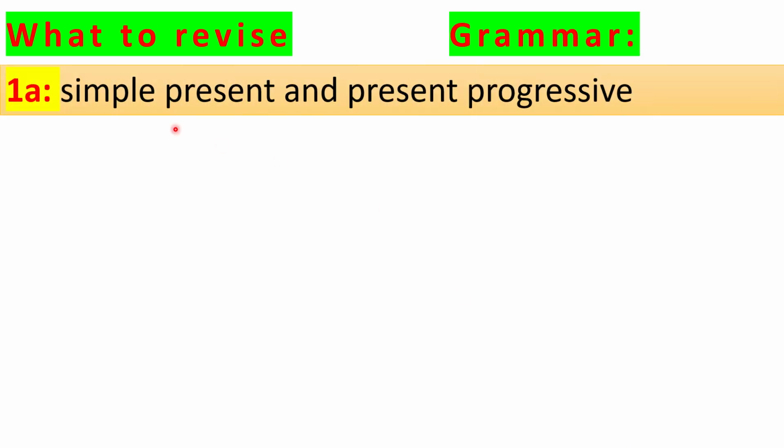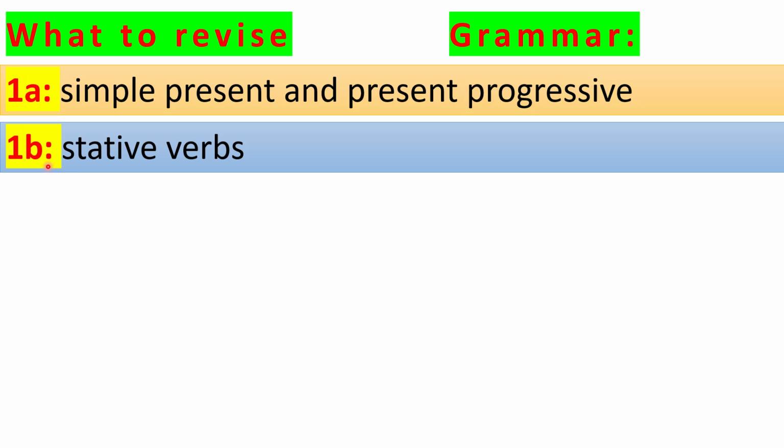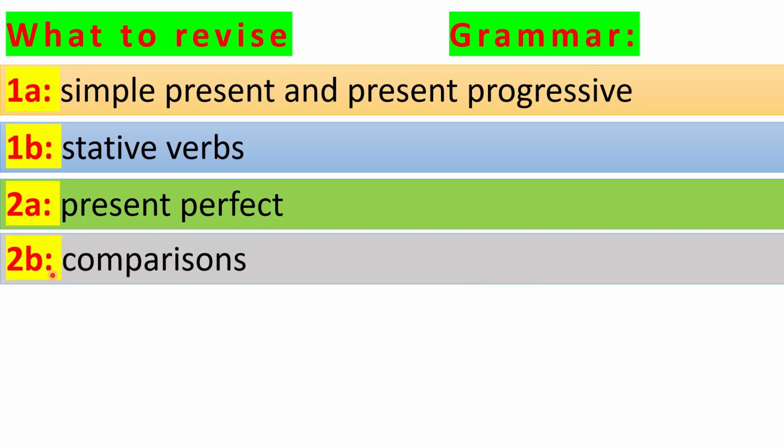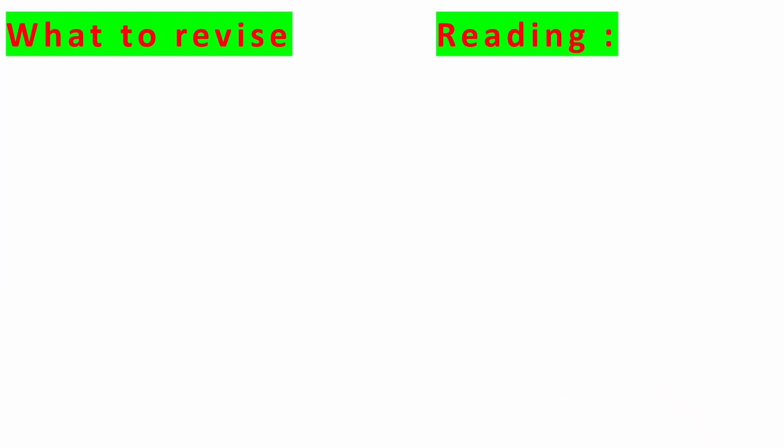For grammar, we saw the first lesson 1A, the simple present and the present progressive. In lesson 2, which is 1B, we saw the stative verbs and how to use them and when to use them. In the next lesson in Unit 2, lesson 2A, we saw the present perfect. And in the final lesson, lesson 2B, we saw comparisons, or let's say 5 types of comparisons. Also, all the grammar questions in the exam will be out of 3 marks.